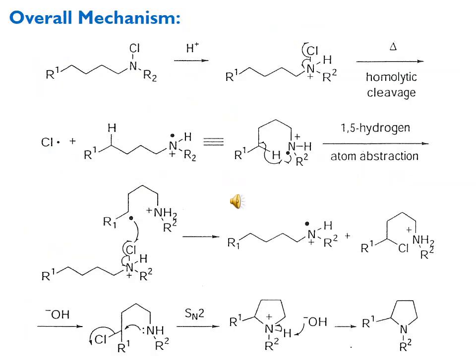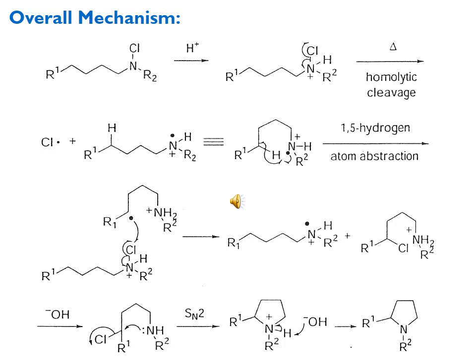Here is the overall mechanism of this HLF reaction. The first step is the protonation of the chlorinated amine. It can be any haloamine, but in this case it is a chloroamine, which is protonated by an acid like sulfuric acid, generally used in high concentration, and we get the ammonium ion. In the next step, this ammonium ion is homolytically cleaved into a chlorine free radical and a nitrogen free radical. This nitrogen free radical with positive charge is also named an aminium radical cation.